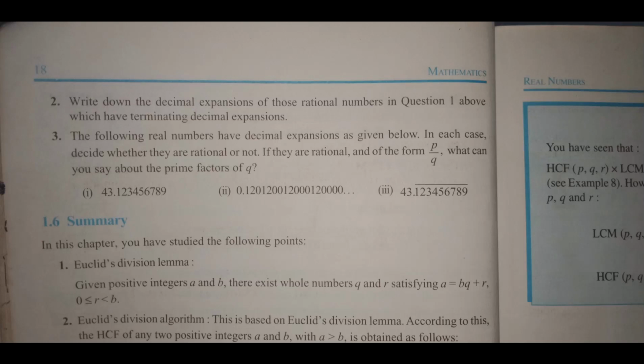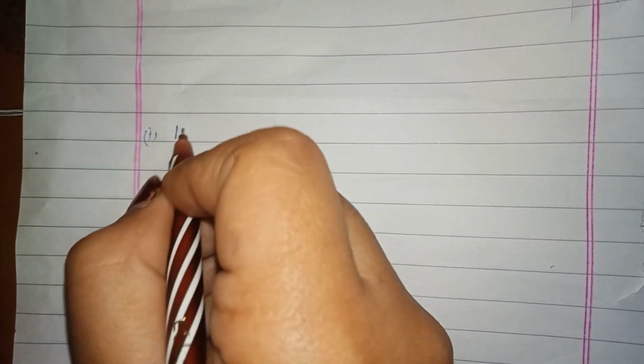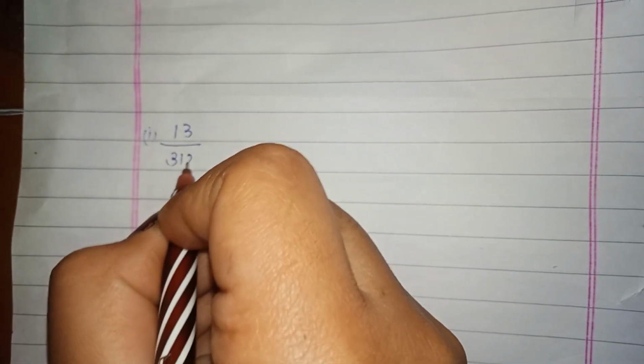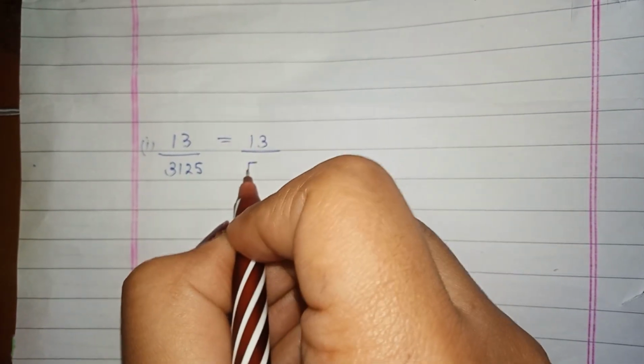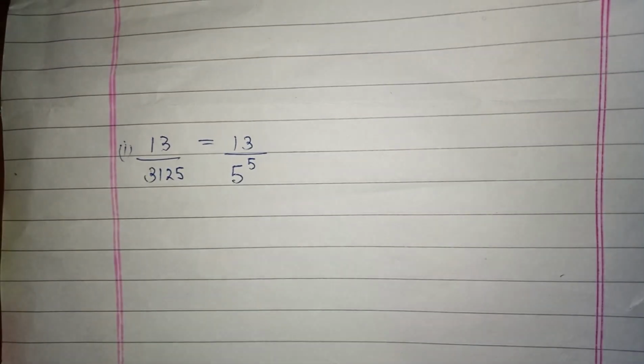In question number 2, we have to solve those parts of question number 1 in which we were getting the answer as terminating expansion, and we have to skip other parts. 13 upon 3125. Now we already know that this can be expressed as 5 raised to the power 5.